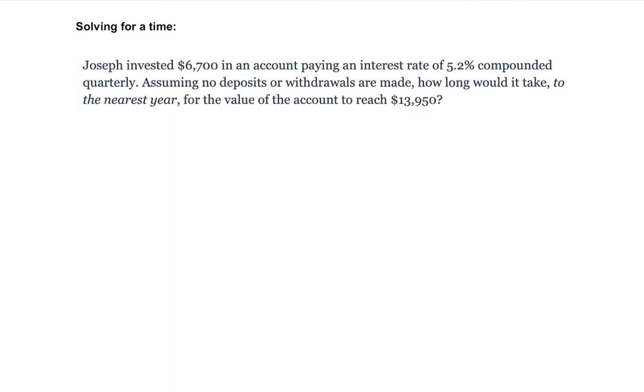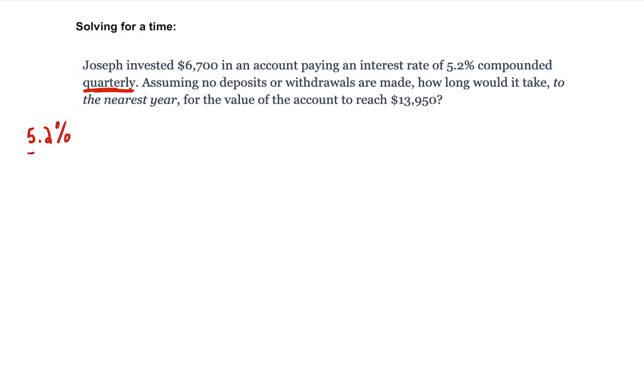So here we go. Joseph invests $6,700 in an account paying an interest rate of 5.2% compounded quarterly. And so you may have come across this. Quarterly, right, means 4 times a year. Assuming no deposits or withdrawals are made, how long would it take to the nearest year for the account to reach $13,950?